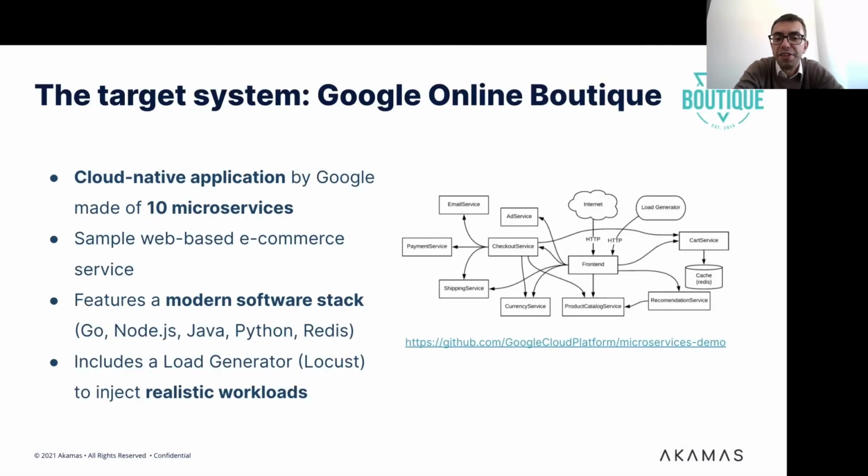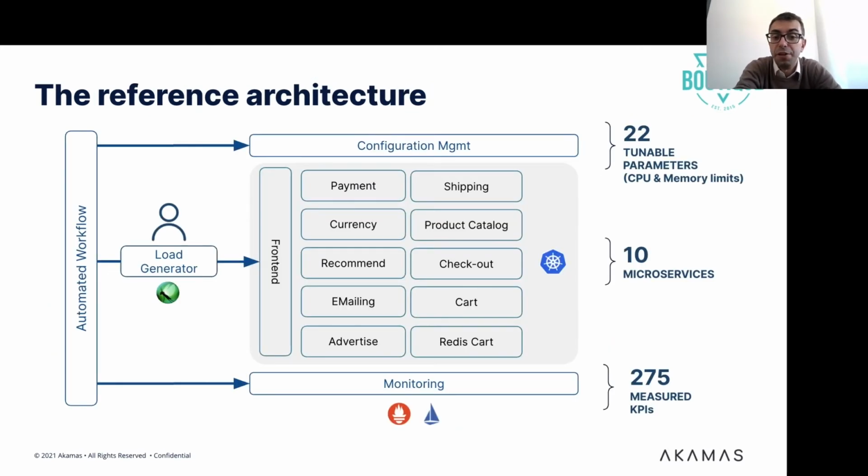In our optimization example, the target system is Google Online Boutique, a cloud-native application running on Kubernetes made of 10 microservices. This application features a modern software stack with services written in Golang, Node.js, Java, and Python, and it also includes a load generator based on Locust, which generates realistic traffic to test the application. This is the overall architecture.